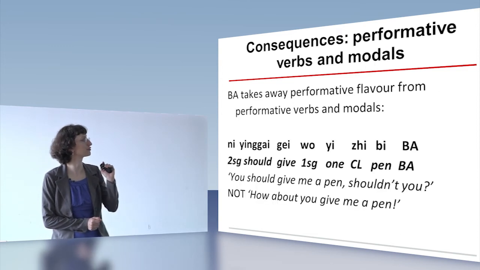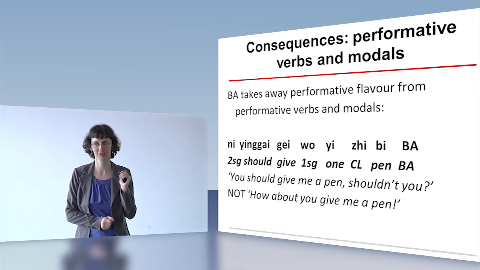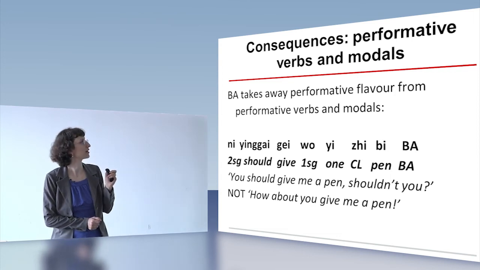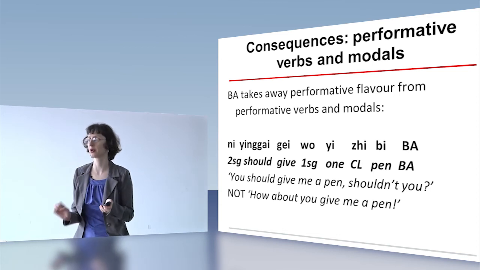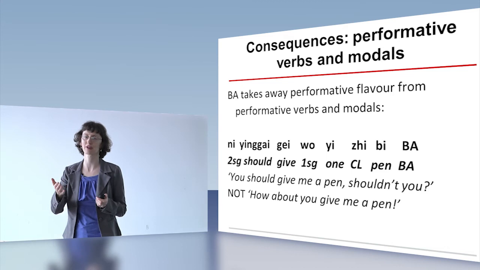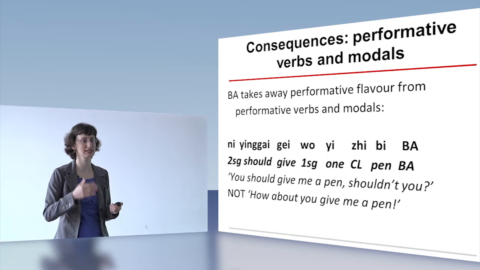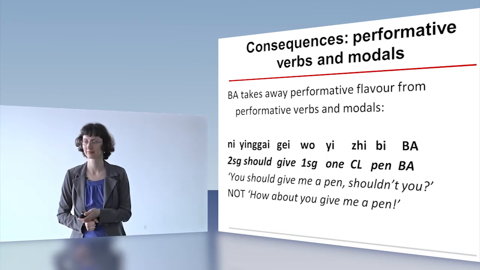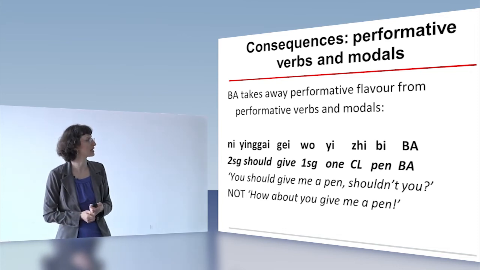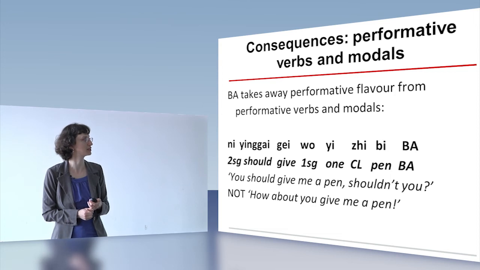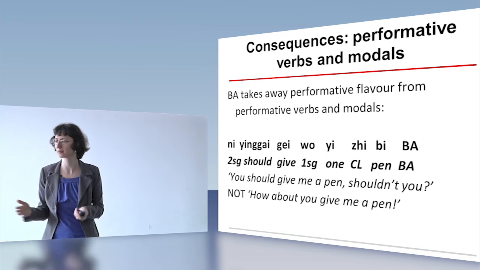Another consequence, performative verbs and modals may or may not be just plain assertions. OK, so if you say, you should give me a pen without the bot, that could be a performative modal in the sense that it imposes an obligation rather than describing an obligation, right? So if I have the proper authority, I can tell you, you should give me a pen. And that's a request for a pen that imposes an obligation. But if you say, you should give me a pen bar, it doesn't mean you should give me a pen softening the request. You might expect that it would do that because it does that with imperatives.